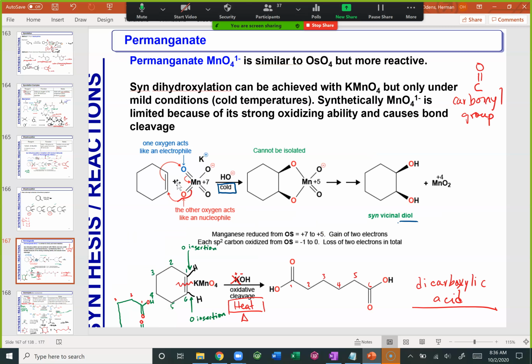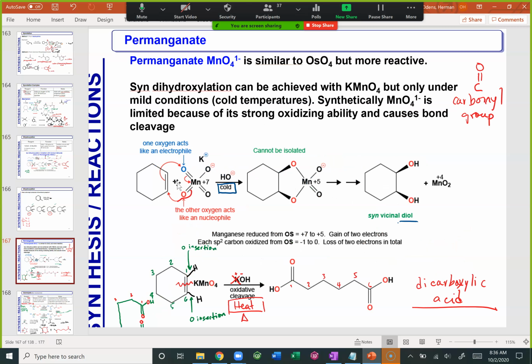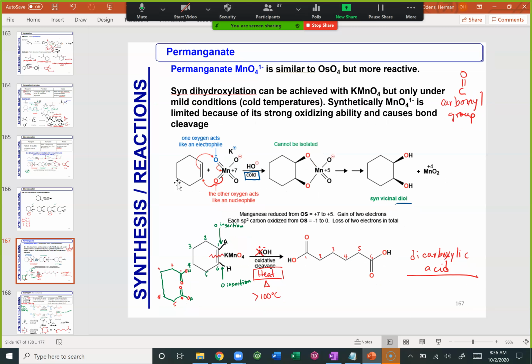Permanganate is just like dihydroxylation. You just have to make sure you know the conditions for permanganate. If the reaction is cold, it stops at the diol. If the reaction is hot, or if you add heat, then it goes further and splits it. It makes a dicarboxylic acid. Watch out for those transformations.